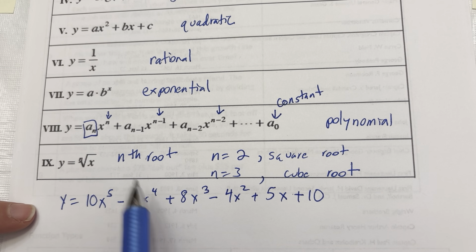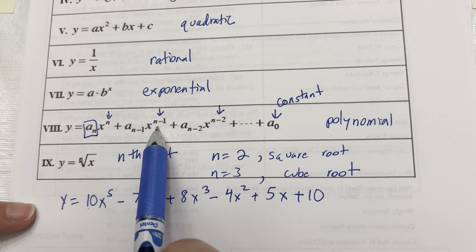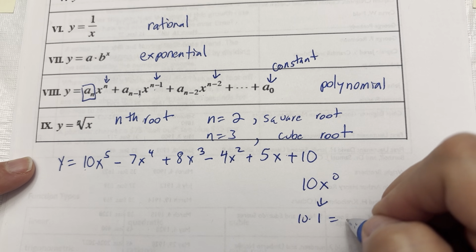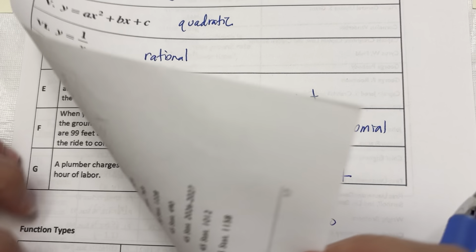But this follows our format where a sub n is the leading coefficient, a sub n minus 1 is the coefficient of the term with the power n minus 1, a sub n minus 2 is the coefficient of the term with the power n minus 2, and so on until we get down to a sub 0, because as we remember, if I had 10x to the 0, x to the 0 is just 1, and 1 times 10 is 10. So we've matched up all of our parent functions with their graphs and their equations.